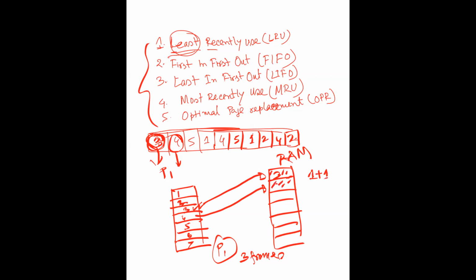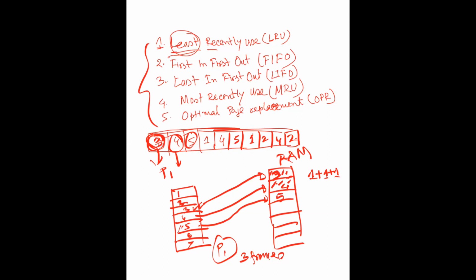Here we have page 4, and then the CPU asks for data that resides inside page 5. But page 5 is not currently available inside the RAM. So your OS will load the data for page 5. Okay, so now the page fault count is total 3.